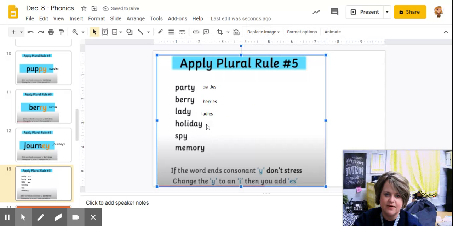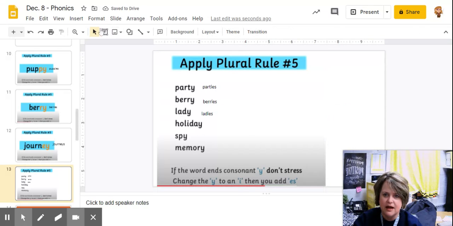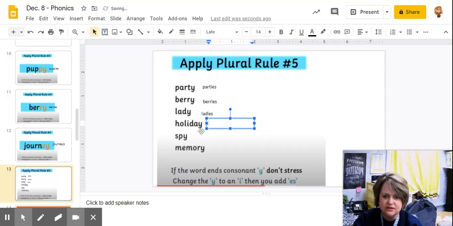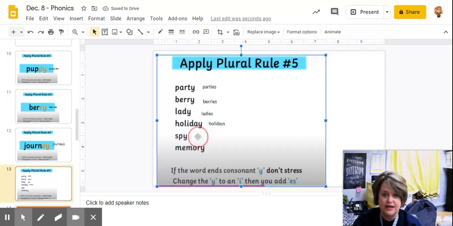All right. How about holidays? Let's add in our text box. Look at the Y. Is that a consonant before the Y? No, this time it is a vowel. It is an A. A-E-I-O-U are vowels. So we're not following the rule. All we have to do is just put an S there. Okay? All right, let's do another one together.